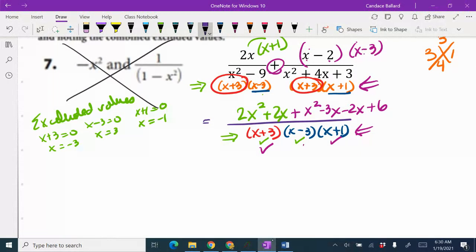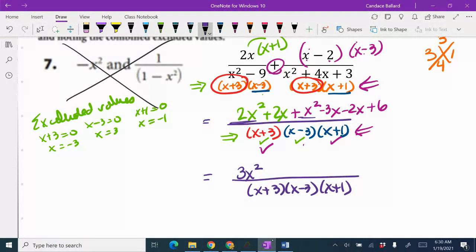All I have left to do is some combining of like terms. My denominator is not going to change. I'm going to leave it the way that it is. So we have 2x squared and x squared would be 3x squared. Then it looks like my 2x's cancel and I'm just going to have minus 3x. And then finally, I've got plus 6 at the end.